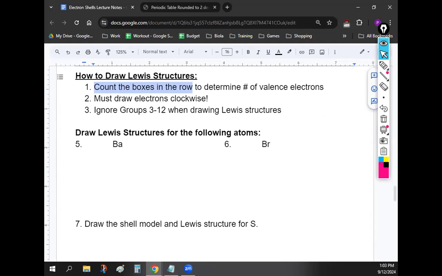So the Lewis structure. Yes? If like the shape, the structure, how are you supposed to know that it's a certain amount of electrons? That's what we're about to get into. How many electrons are in the valence shell, right? That's what we're going to talk about. Again, just copy down the first part of the rule: you count the boxes in the row. Very easy.